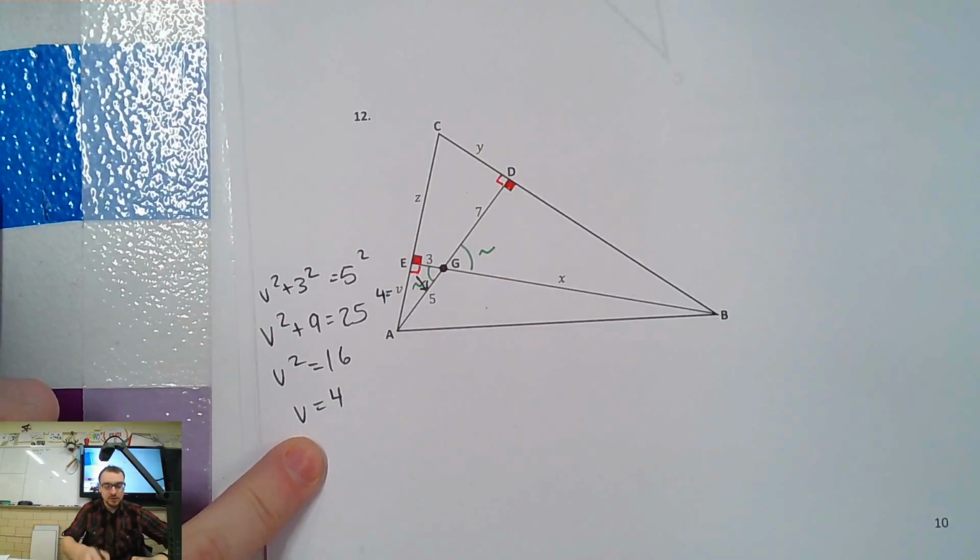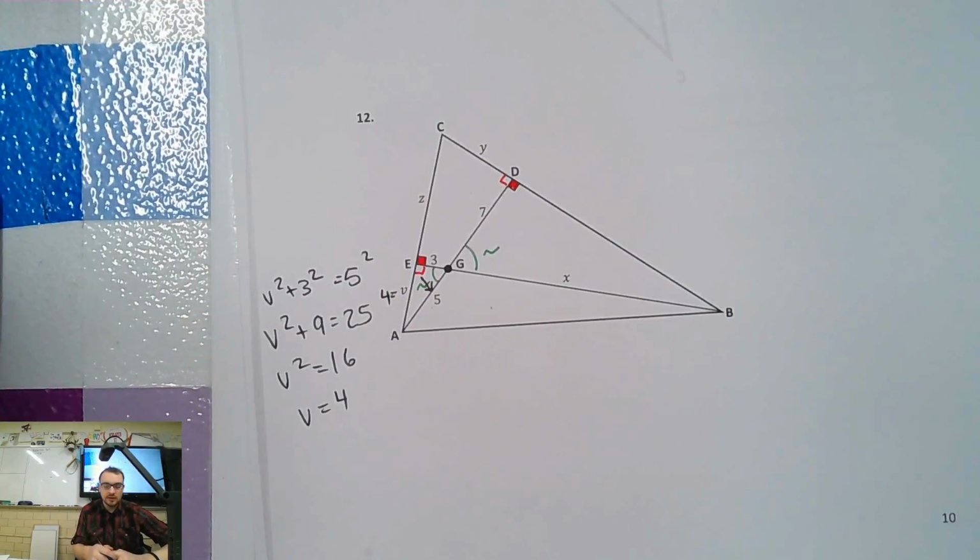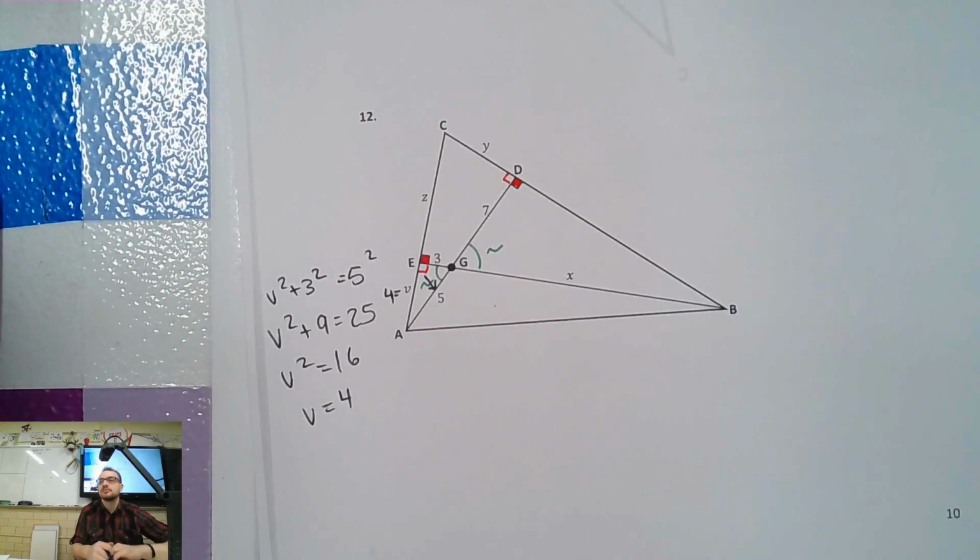So 4. It's a 3, 4, 5 right triangle. If you know your special right triangles, 3, 4, 5 pops up all the time. So does 5, 12, 13.